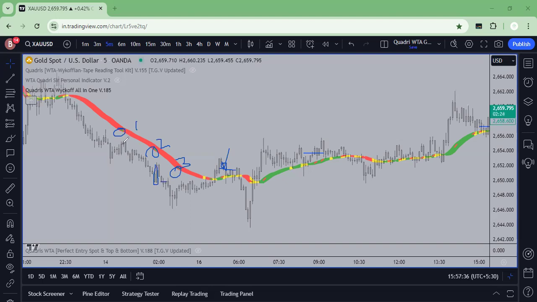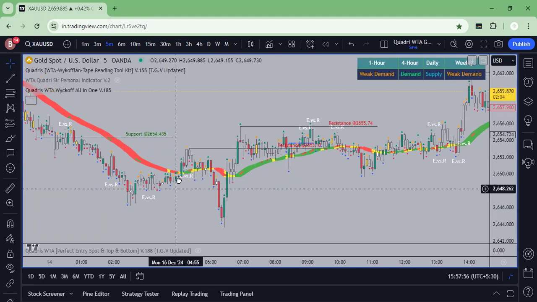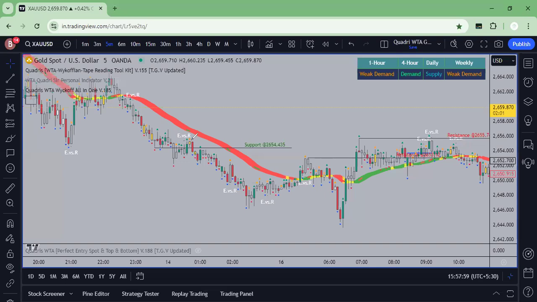We got a breakout if we consider this candle to be a pullback, or either this candle to be a pullback. Then again we got a pullback breakdown of this particular level. So this is how we have to trade, or either if you are not trading this one, then you should apply 155. It gives you an entry in an early fashion.